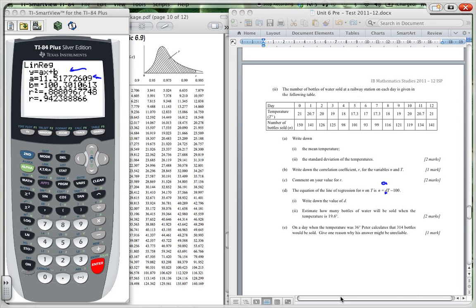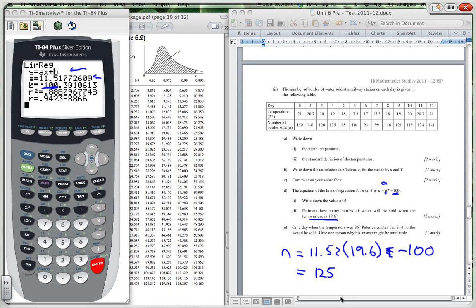And then estimate how many bottles of water will be sold when the temperature is equal to 19.6. So I need to put this into my formula that n is equal to, now just write out my formula firstly. We're going to get 11.52 times the temperature, which is 19.6, plus this over here. Now you see it's minus 100. This is what I got over here, minus 100. So that was actually given to me. I can write that as minus 100. So I put that into my calculator and I get a value of about 125.